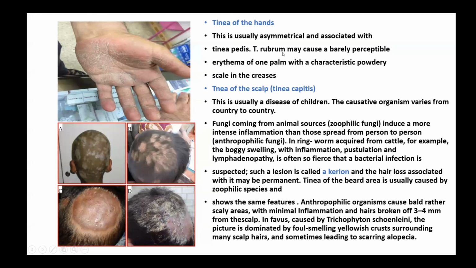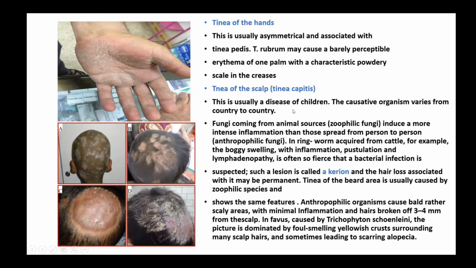Tinea of the hand is usually asymmetrical and associated with tinea pedis. Tinea rubrum, Trichophyton rubrum, may cause a barely perceptible erythema of one palm with characteristic powdery scales in the creases. Tinea capitis is scalp infection. This is usually a disease of children.